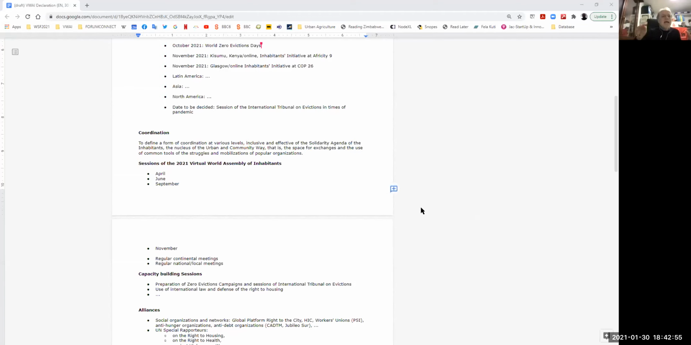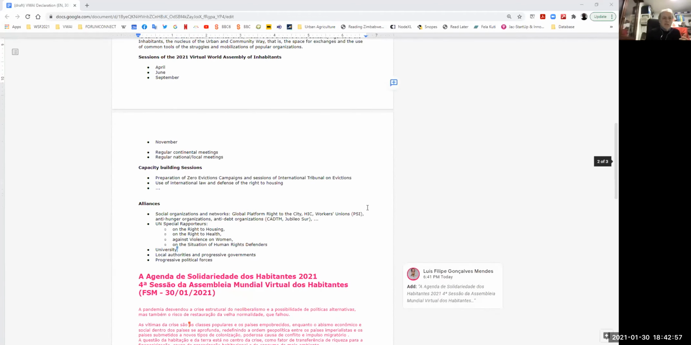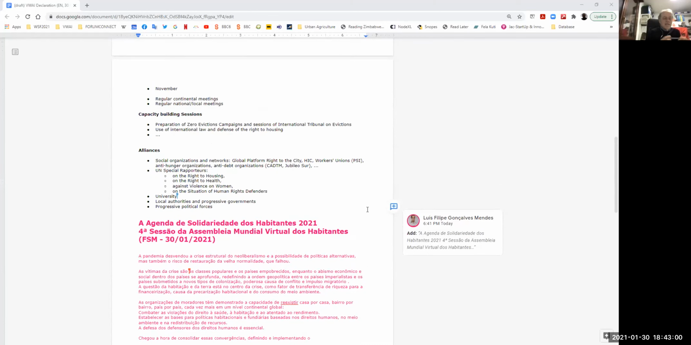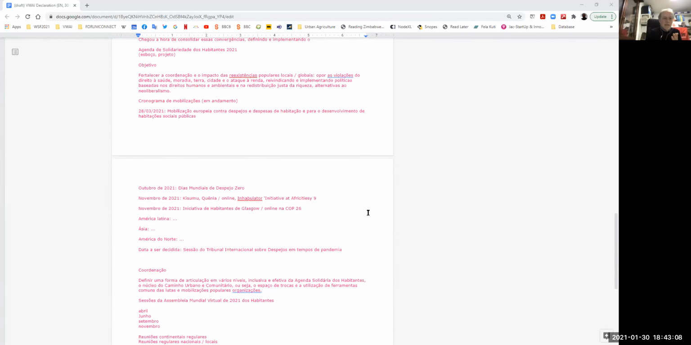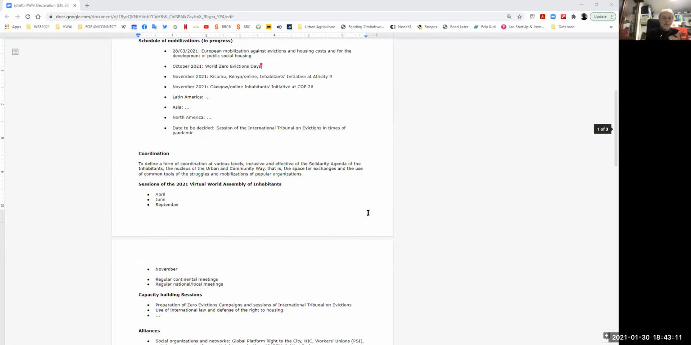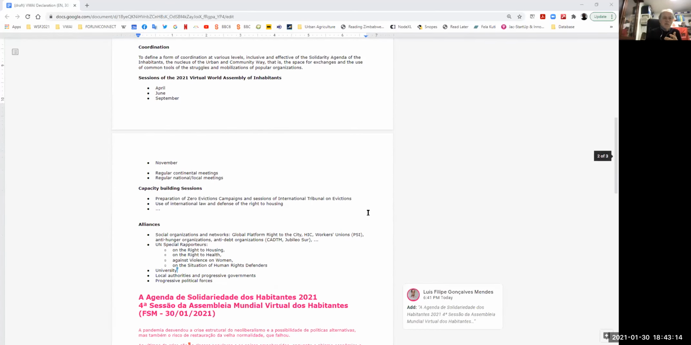Finally, how we can be strong. We are the strength, but there is quite a lot more. There are other social networks or organizations that have already participated in this assembly or other assemblies. For instance, the Global Platform Right to the City, the HIC, the workers' unions, especially the PSI. And some people have suggested including other networks, for instance, anti-hunger organizations, which is a major problem, especially in different neighborhoods in Asia, Africa, and Latin America.